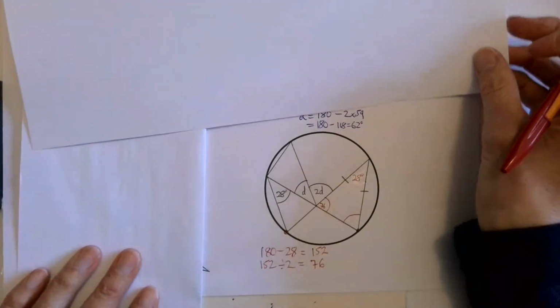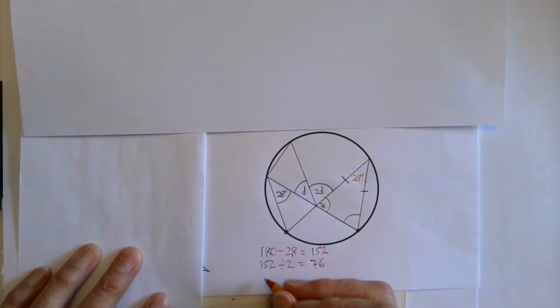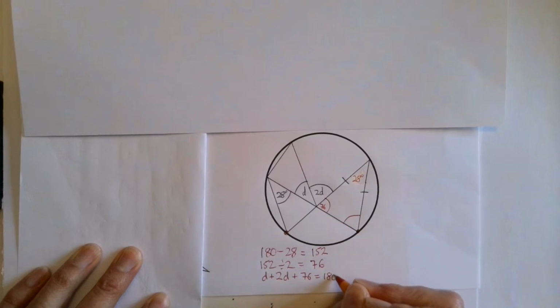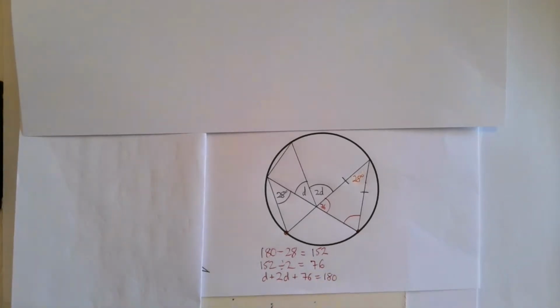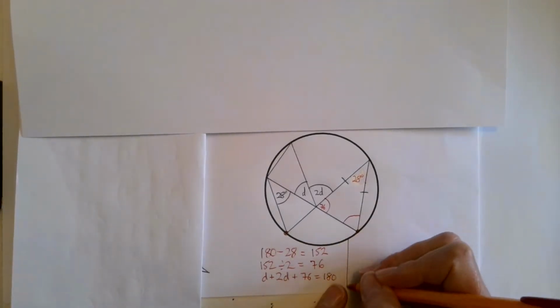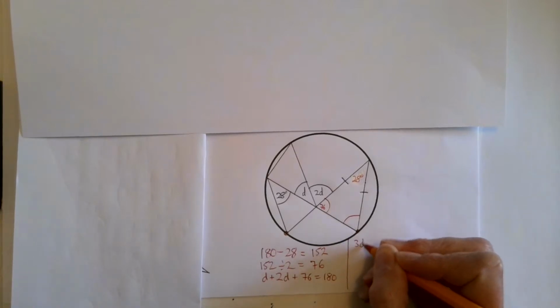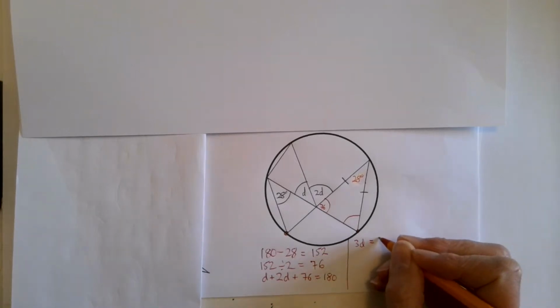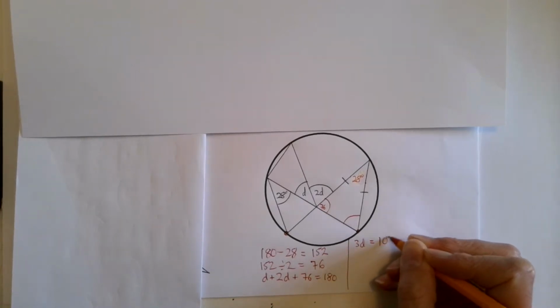Let me move this up a bit so you can see what I'm doing. We then have the angles on a straight line. So D plus 2D plus 76. It's all on a straight line, so that adds up to 180. So D and 2D is 3D. And then we can subtract the 76 from 180. So that's going to be 104.